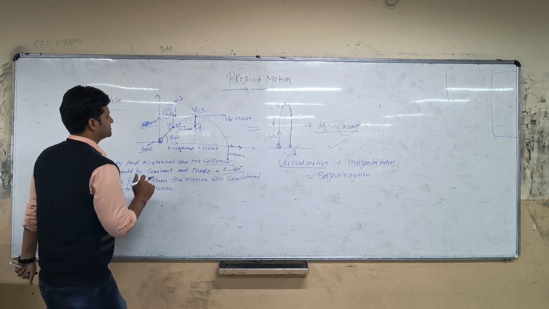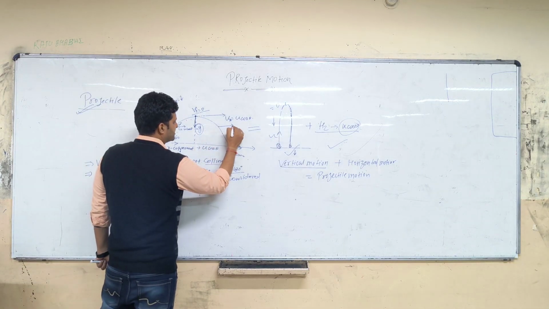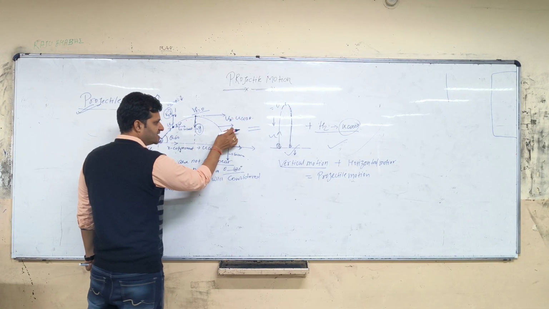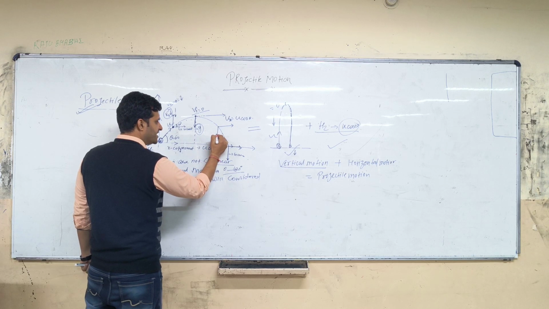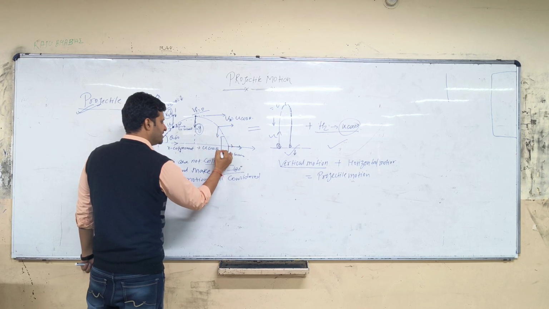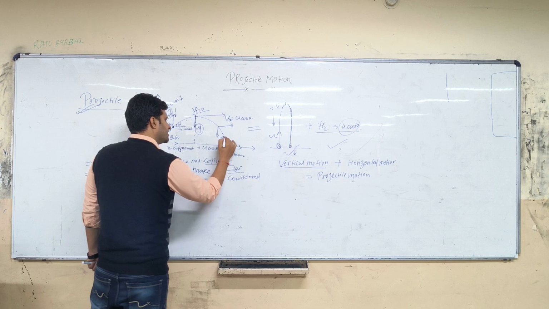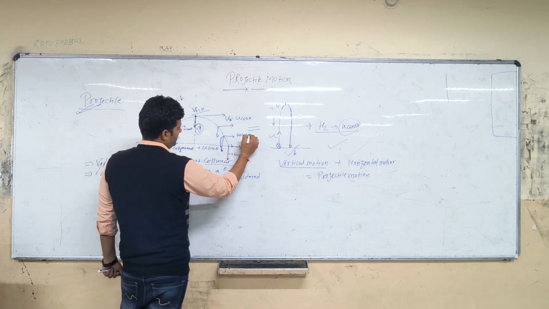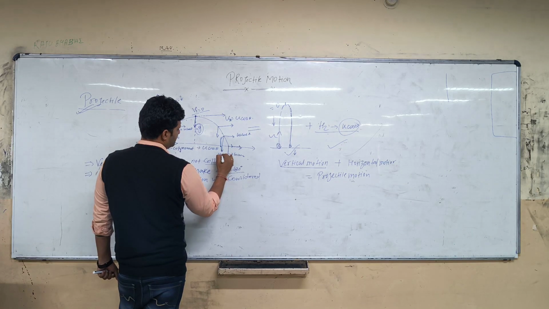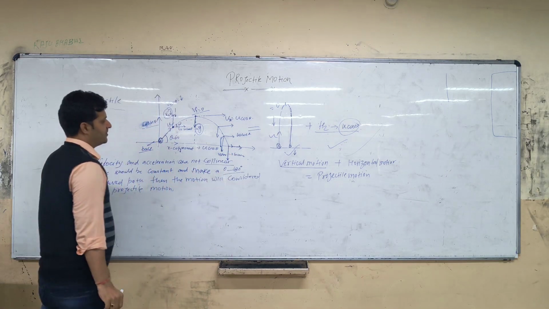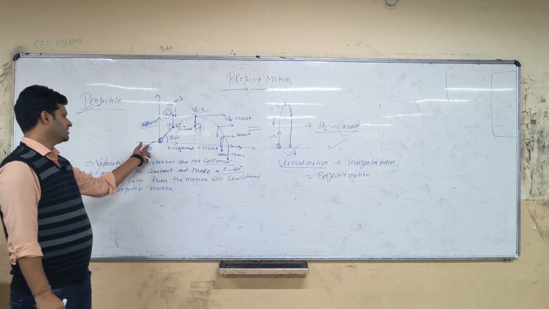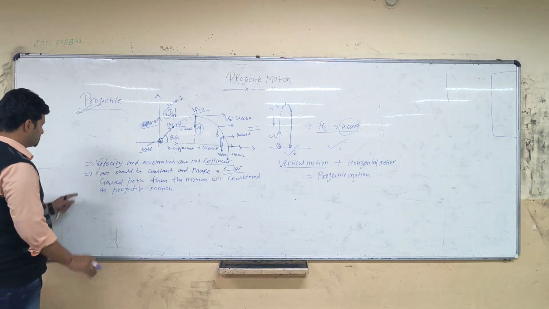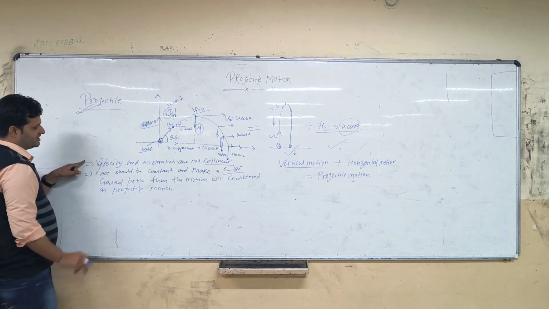Next point is that the horizontal component remains the same at each point; it does not increase, it remains the same. In this way, the projectile path is covered by any object. So you can get the feeling of this concept here also.